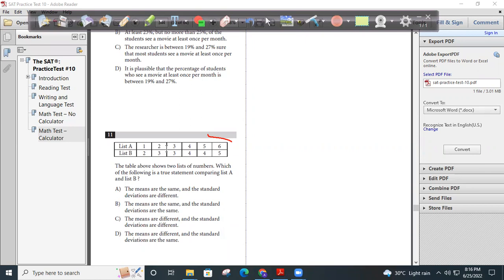Are the numbers the same? 2, 3, 3, 4, 5, 5, 4, 4, 5. Definitely the numbers are closer in list B. Since the numbers are closer in list B, the standard deviation of B should be less than the standard deviation of A, because the numbers are closer in list B. 2, 3, 3, 4, 4, 5. The numbers are far away in list A. The numbers are a bit far away in list A. So definitely the standard deviation should be different. It cannot be the same.